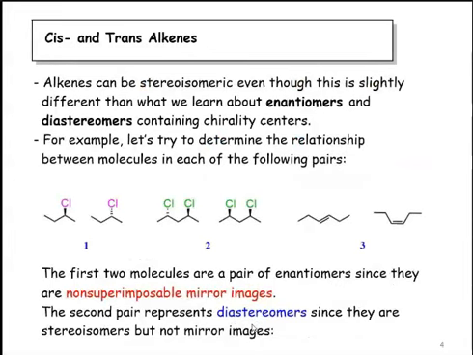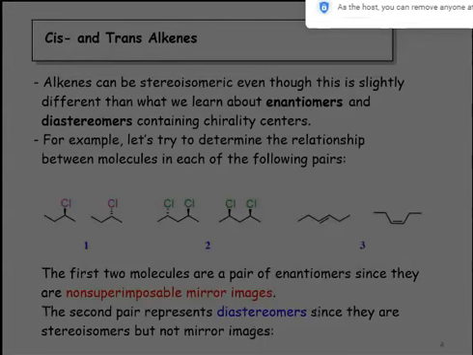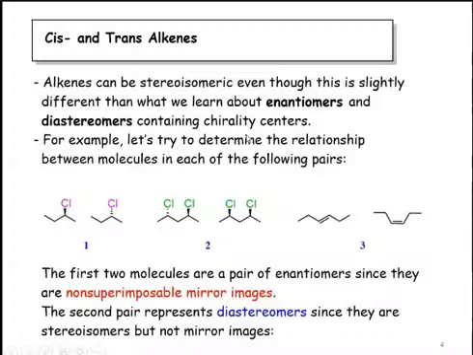Now let us see this cis-trans isomerism or cis-trans geometrical isomerism in detail. When we talk about alkenes, alkenes can be stereoisomeric, even though this is slightly different than what we learned about enantiomers and diastereomers containing chirality center. When we talk about this chirality center, we talk about asymmetric carbon. Asymmetric carbon is one which has got 4 different functional groups attached to it.